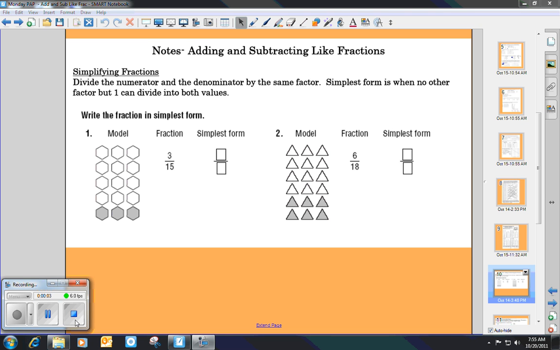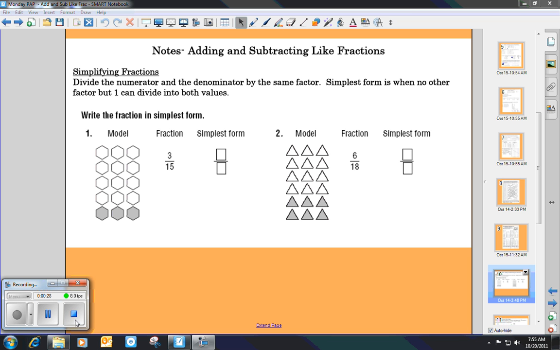We're going to be doing a little bit of a review today with adding and subtracting like fractions. So when simplifying fractions, let's remember that we divide the numerator and the denominator by the same factor. The simplest form is when no other factor but 1 can divide into both values. That means the number 1. No other factor but the number 1 can be divided into both values.